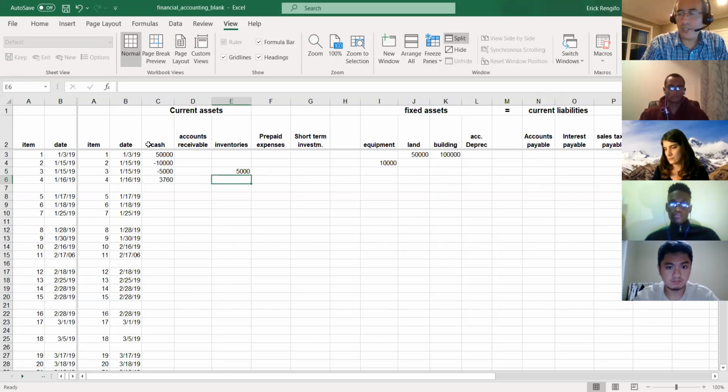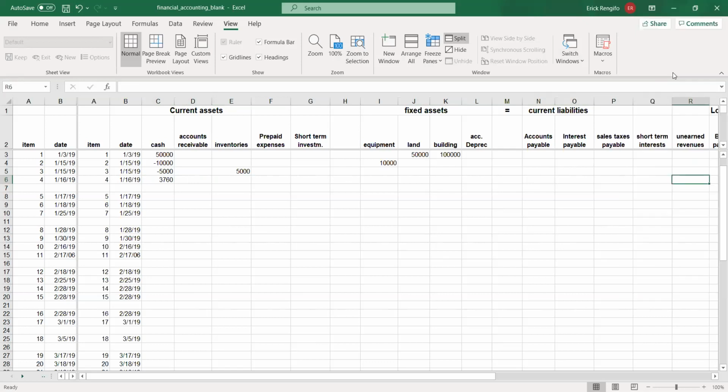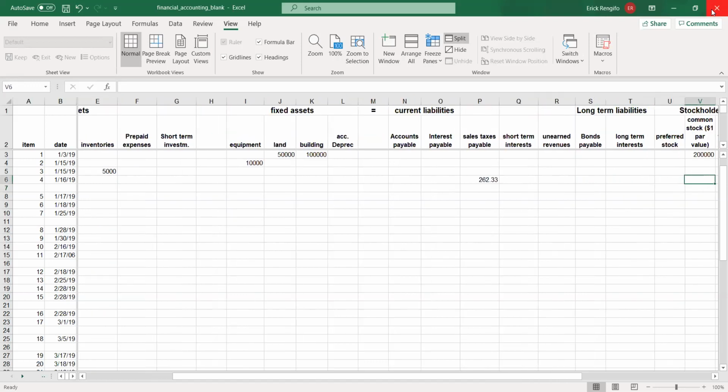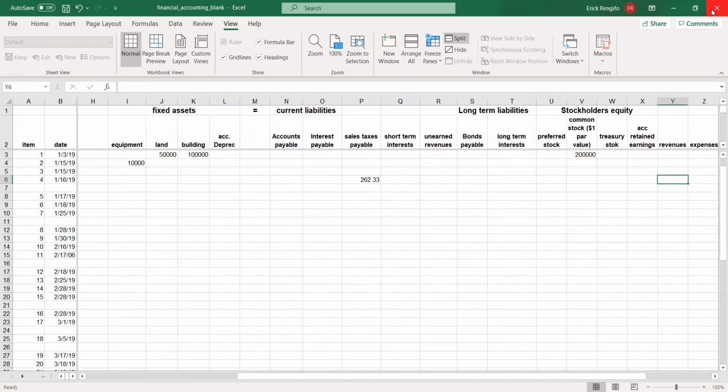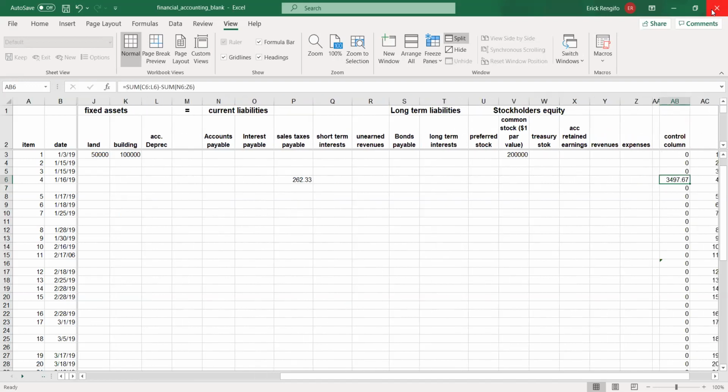Okay. So let's do first the equity side of the equation. So this 3,760, what I need to do is I need to have something that is called sales tax payable. So I've created a sales tax payable, and this sales tax payable is going to be equal to 262.33. Do you agree? Guys, do you agree? Yeah. And what is the remaining part? The 3,497.67, guys. This is going to be a revenue.